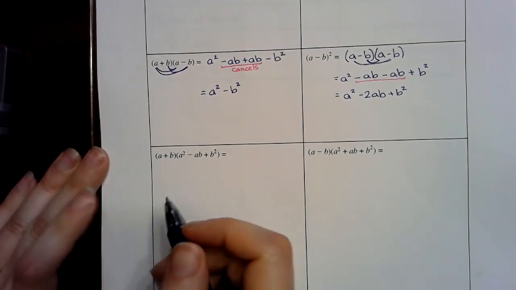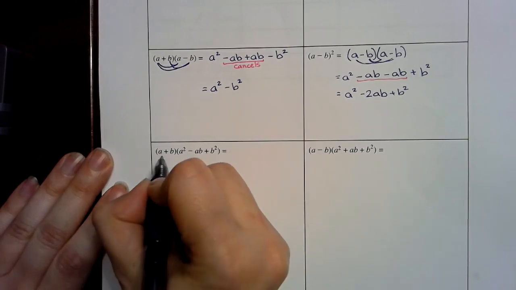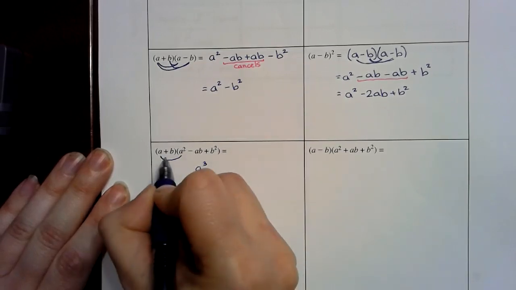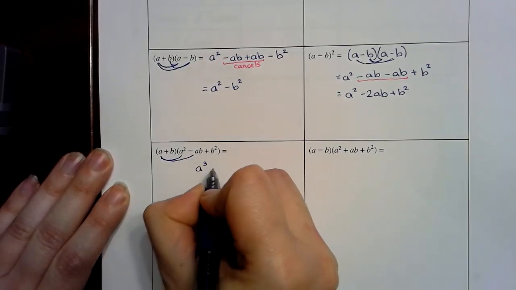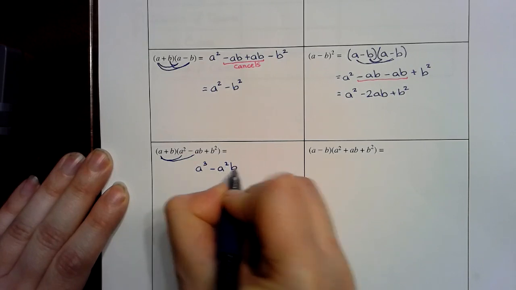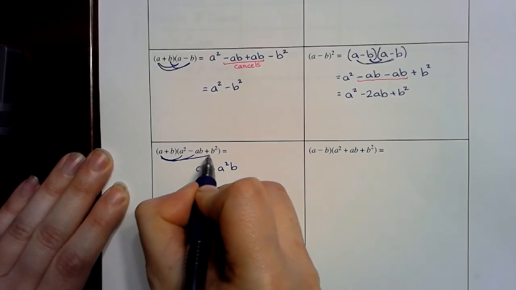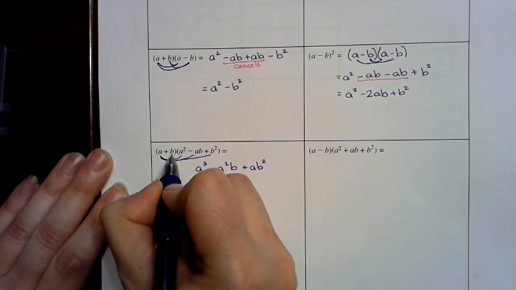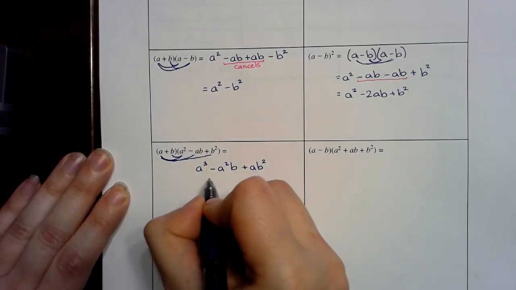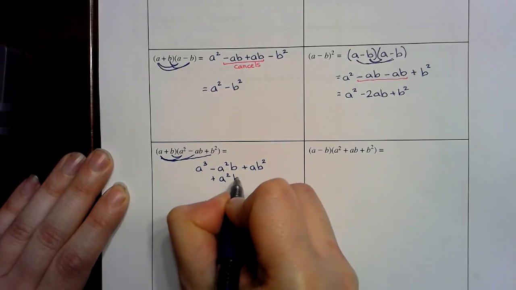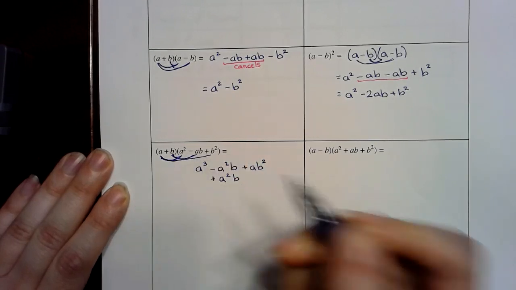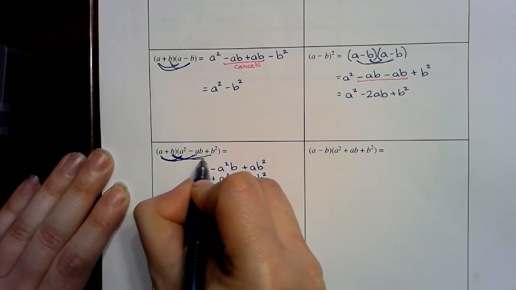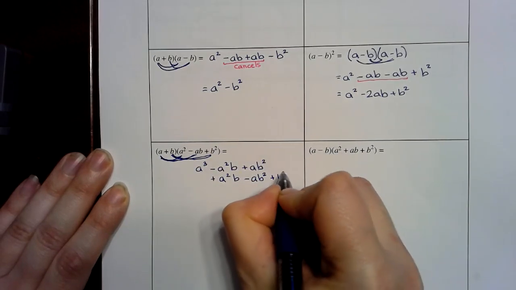What about these crazy looking ones at the bottom? I'm going to do it the same way. A times a squared will get me a to the third. A times minus ab will be minus a squared b. A times b squared will give me plus ab squared. B times a squared will get me plus a squared b. B times minus ab will get me minus ab squared. And b times b squared will get me b cubed.